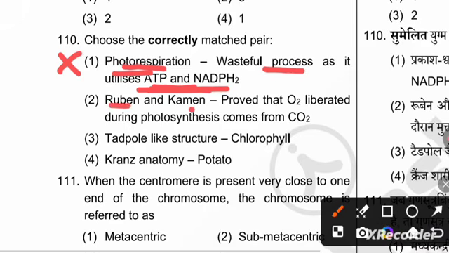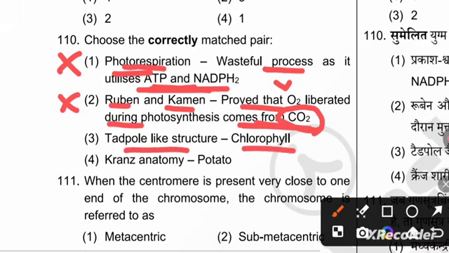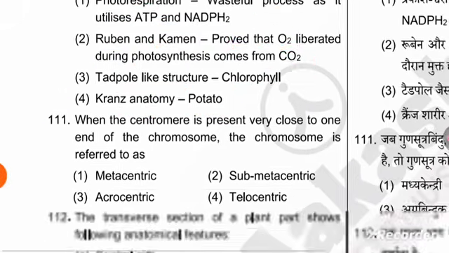Rubin and Kamen proved that oxygen liberated during photosynthesis comes from carbon dioxide. No, oxygen is liberated due to the photolysis of water. This is also a wrong statement. Then tadpole-like structure is chlorophyll. Chlorophyll has a tadpole-like structure. This is the right one. And Kranz anatomy you can find in C4 plants, not in potato. So option 3 is the right answer for this question. Let us move to the next question.